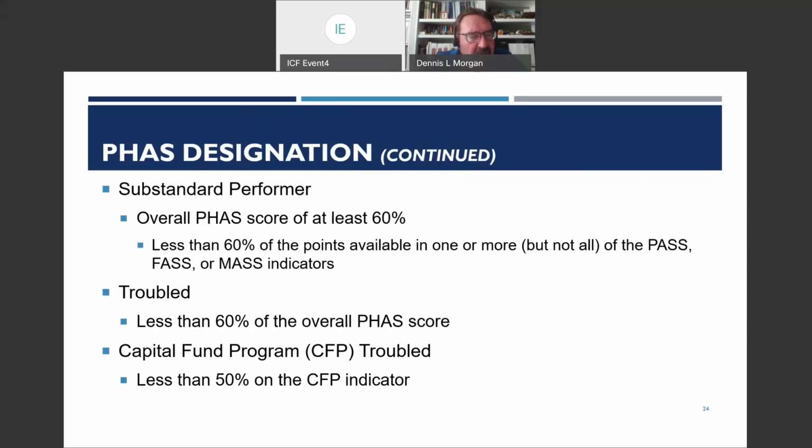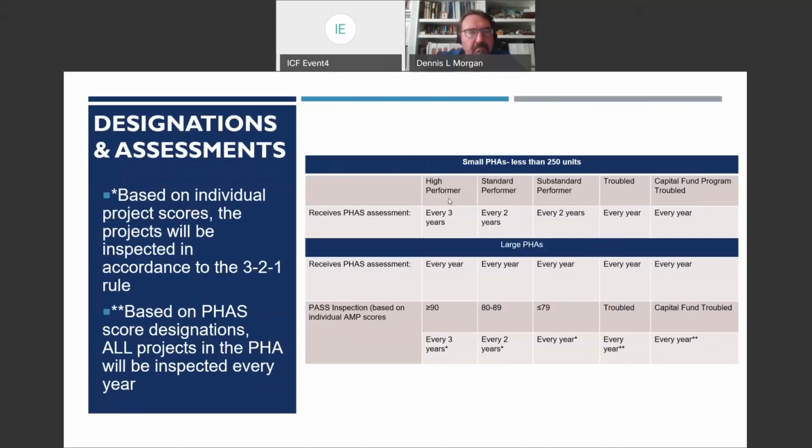It's just a matter of getting those funds obligated, making sure that the bids are properly awarded, or whatever it might be that maybe got that agency towards troubled status in terms of the cap fund program as well.